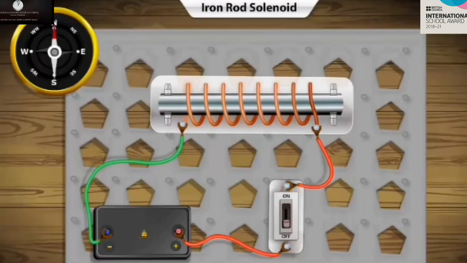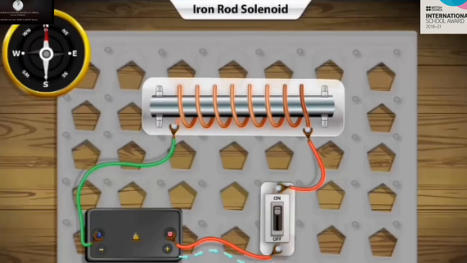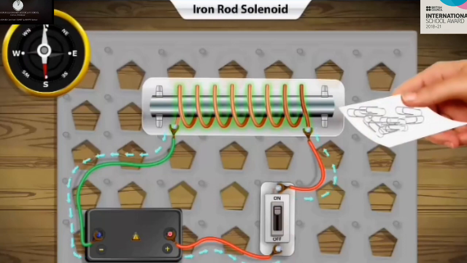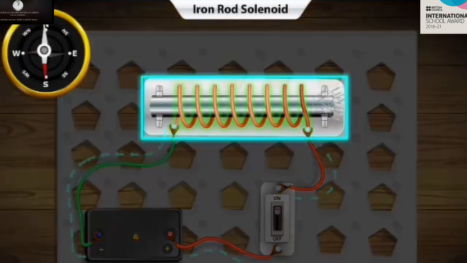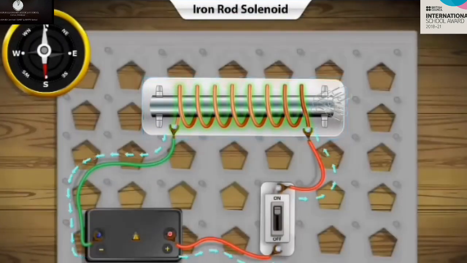Now we are inserting an iron core inside the solenoid. So when the current is on, look at the deflection of the magnetic needle when the switch is on. Yes, it deflects more, isn't it? So the third method to increase the strength of the solenoid is using a soft iron core. More pins are getting attracted.